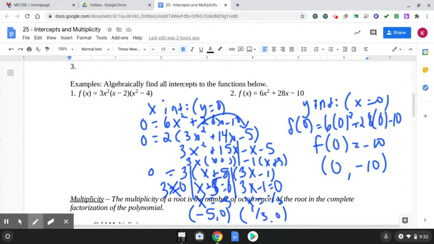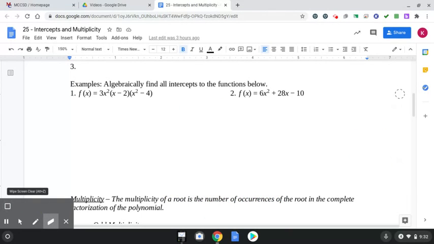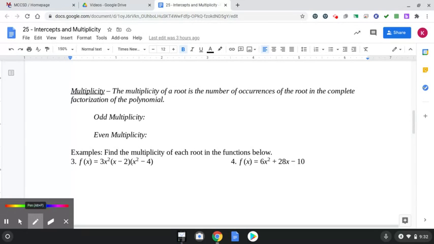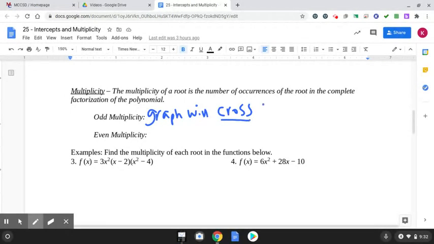All right, so moving on to multiplicity. Multiplicity: the multiplicity of a root is the number of occurrences of the root in the complete factorization of the polynomial. It's how many times you get that root. So before we got x equals 2 twice. So whenever you have an odd multiplicity, your graph will cross the x-axis at that root.